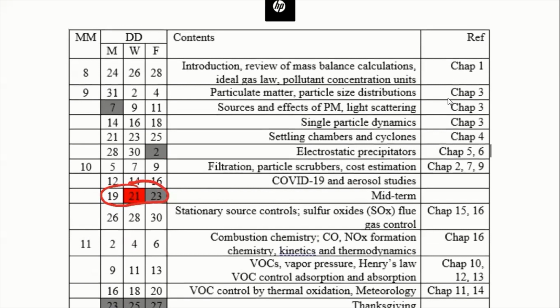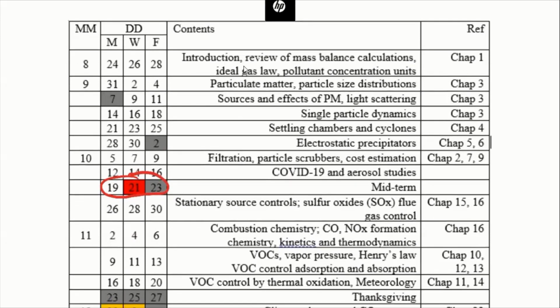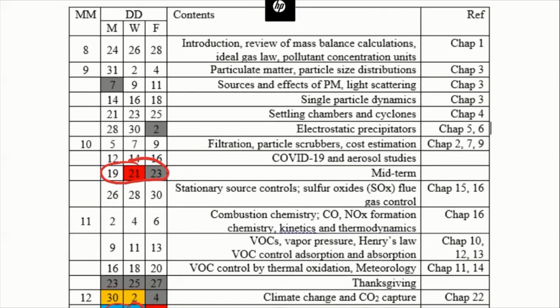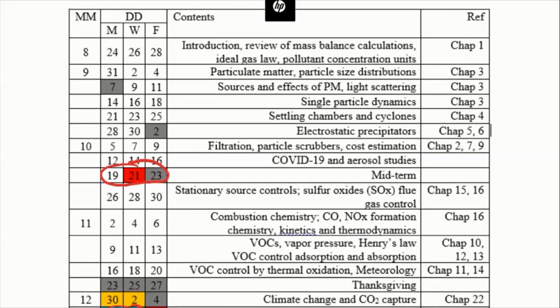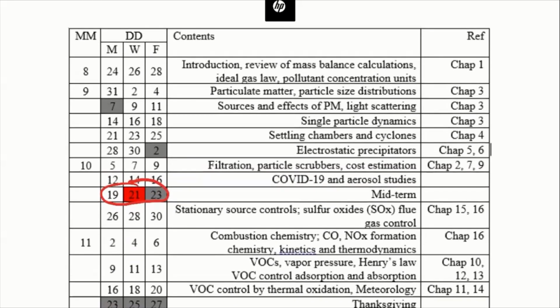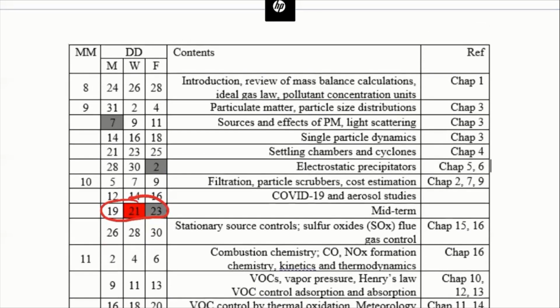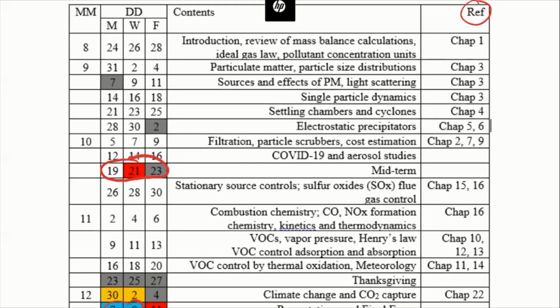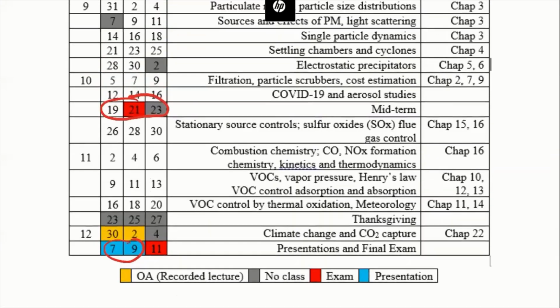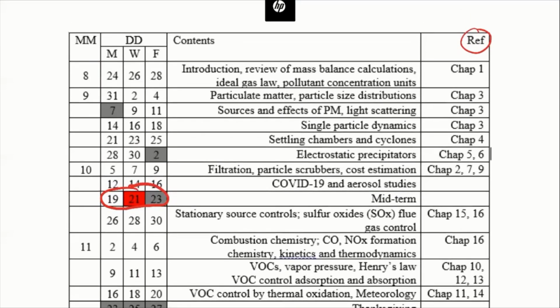I'm also showing the class contents for each week. I know that sometimes it's going to be a little bit difficult to stick to all of these detailed chapters, but I'll try my best to stick to this schedule. If you want to refer to the textbook, the final column here shows which chapter of the Air Pollution Control book by Cooper and Alley we're talking about, right? You can use the textbook to catch up with the class contents. I think that's it for the syllabus part. Any questions until now?